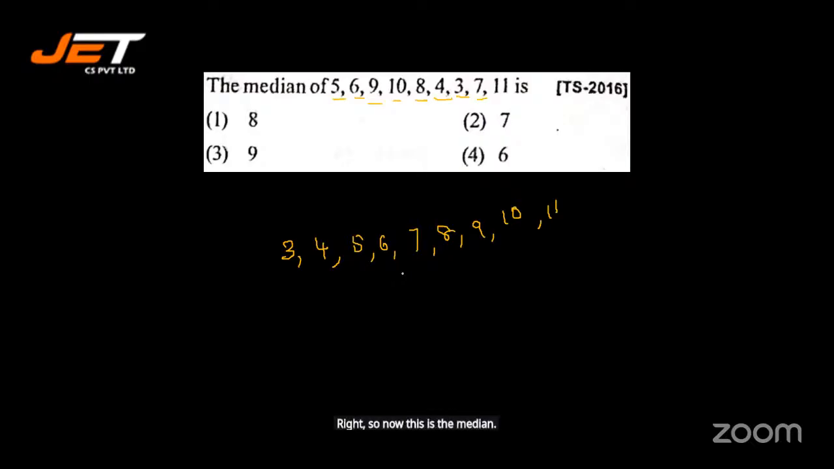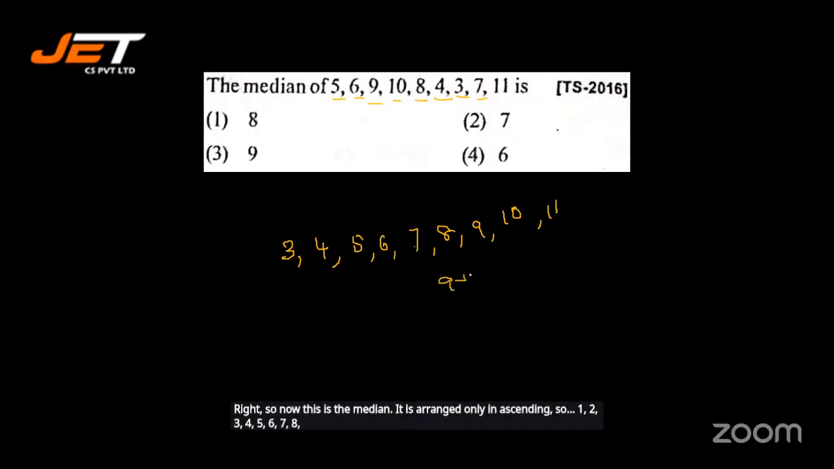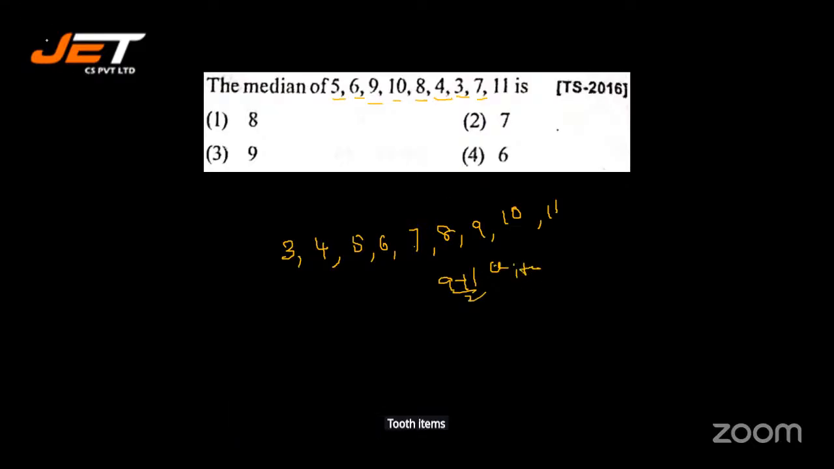It is arranged only in ascending. So 1, 2, 3, 4, 5, 6, 7, 8, 9. 9 means 9 plus 1 by 2th item. So which is 10 by 2, which is 5. So it is 1, 2, 3, 4, 5. So your option must be option 2. Yes. Good students. So many of you have given me the right answers.